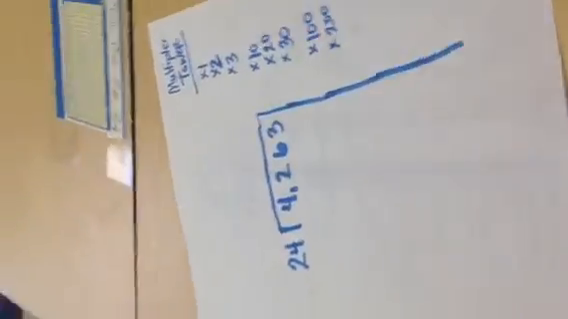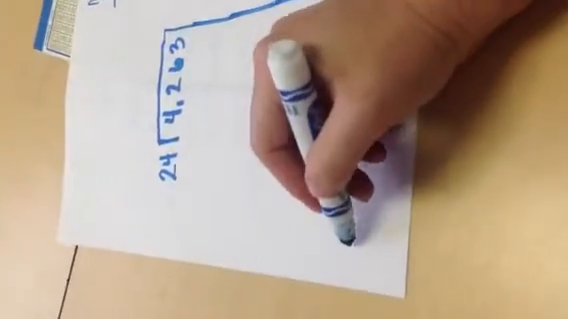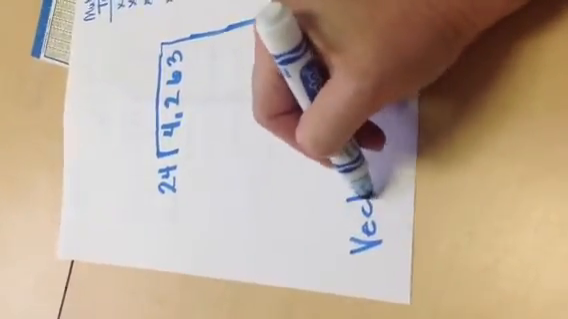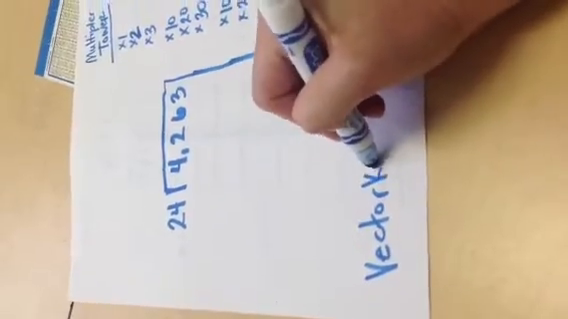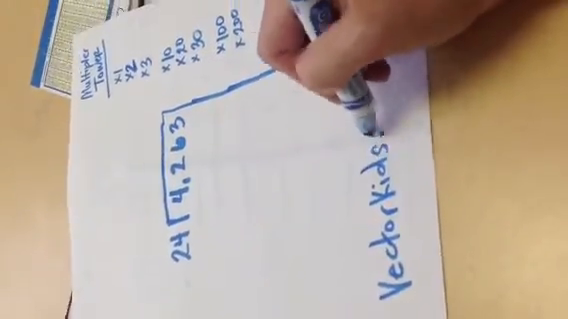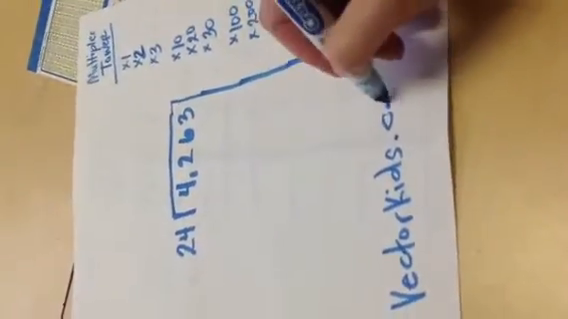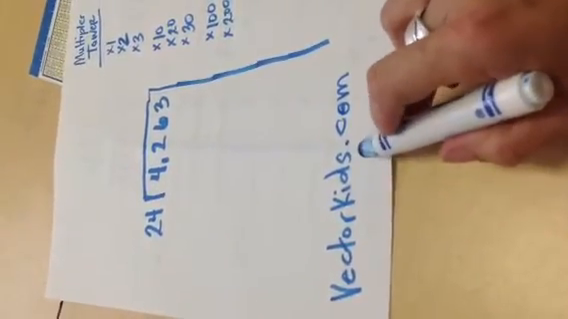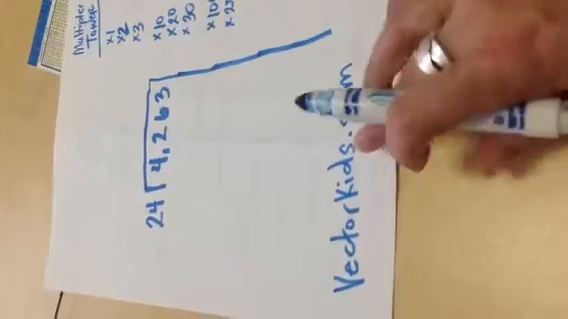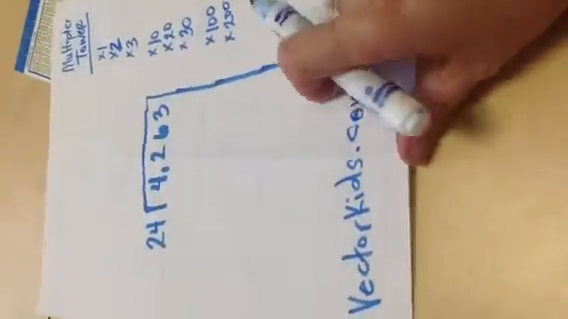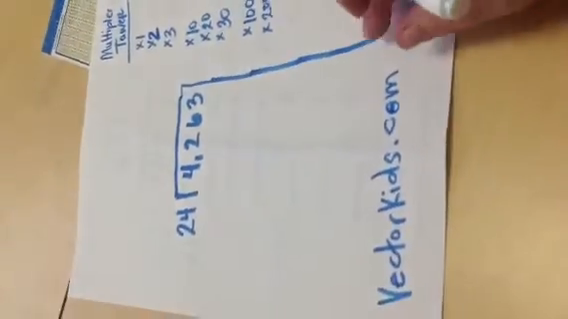Now, if you're totally high achieving tonight for homework, you can look on vectorkids.com if it's okay with your parents. They also have divisibility games on vectorkids.com that are super fun. It gives you a number and you decide whether or not it's divisible by.